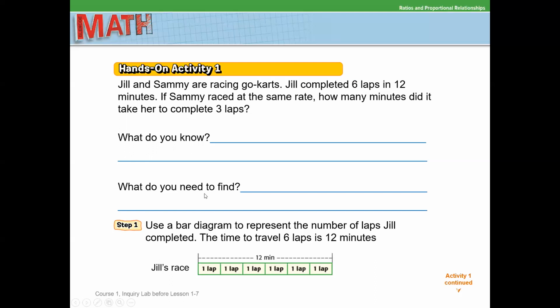Okay, what do we need to find out? If Sammy raced at the same rate, how many minutes did it take her to complete the 3 laps? Use a bar diagram to represent the numbers of laps Jill completed, the time to travel 6 laps in 12 minutes. So here's a bar. They divided the bar into 6 equal pieces. So 6 laps is also equal to 12 minutes. So all 6 laps put together is equal to 12 minutes.